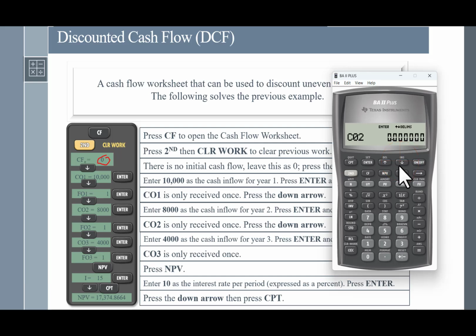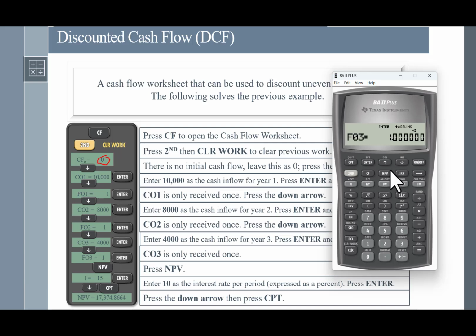Down. The second one is 8,000. Enter. Frequency 1, so I'm not going to change it. Third one, 4,000. Enter. Also frequency 1. So now I've entered everything. If I need more cash inflows, I can keep going with the down arrow.